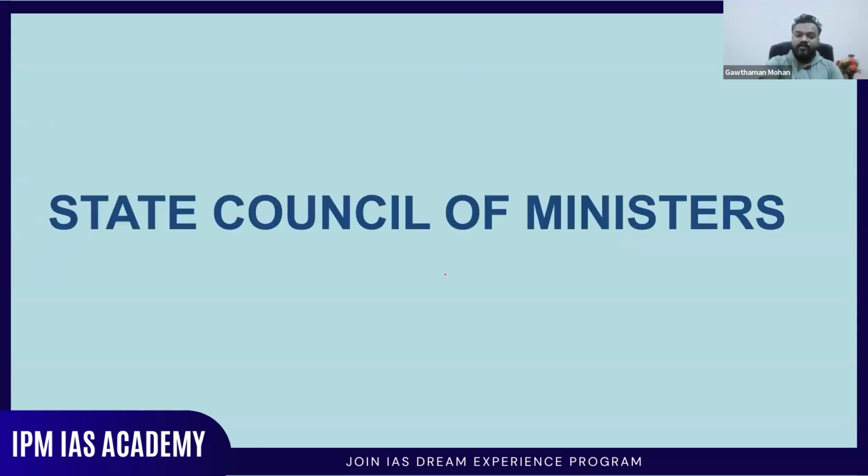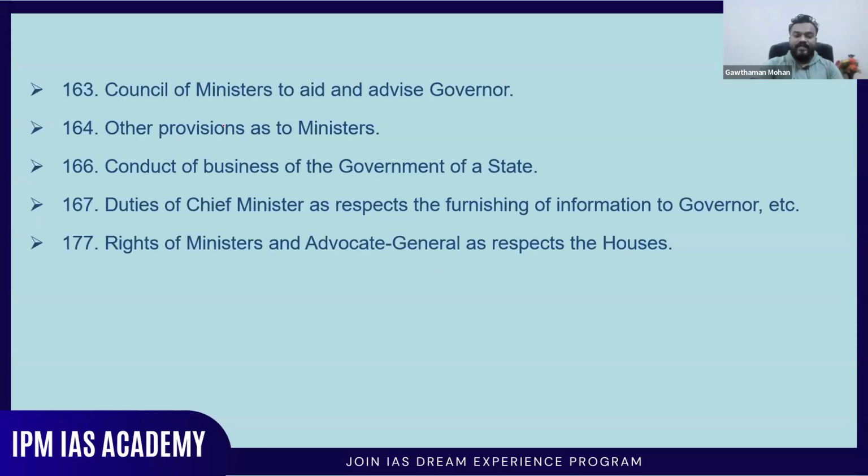And coming to the State Council of Ministers, you can see that Article 163, Council of Ministers to aid and advise the Governor. Then 164, other provisions as to ministers, and 166, conduct of business of the government of the state and the duties of Chief Minister as respects furnishing information to the Governor, and rights of ministers and Advocate General as respects the House. So what you need to understand is one thing is actually connected with the Union Executive and another thing is really connected with the State Executive.